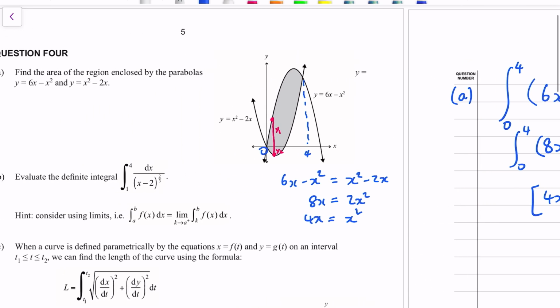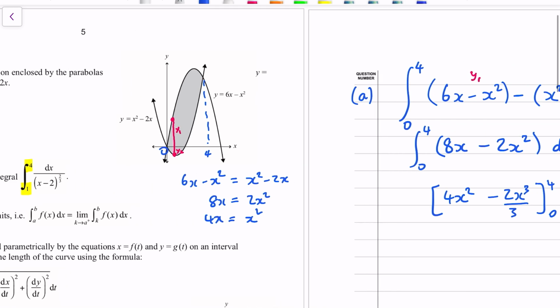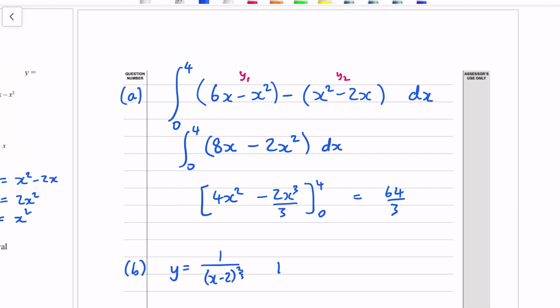Okay, part B, evaluate the definite integral here. Now this is kind of weird, because in the region from 1 to 4, this expression is actually not defined. There's a discontinuity at x equals 2. If you graph the curve, have a look at what y equals 1 over (x minus 2) to the 2/3 looks like. It has an asymptote at x equals 2. Which you might think, oh, because it's undefined, we can't find this integral.